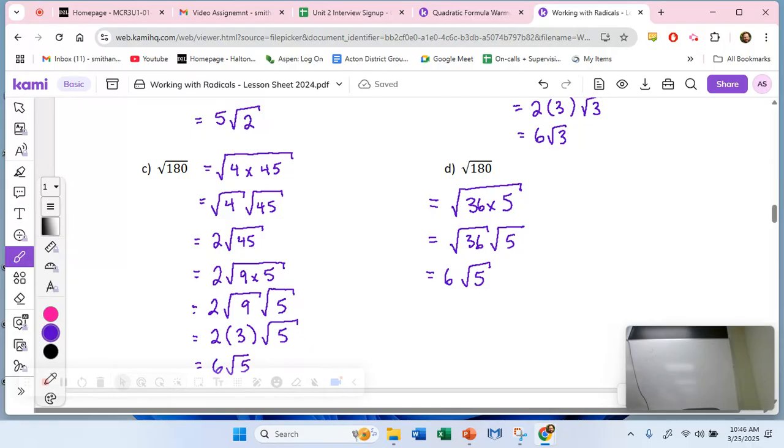Now, here's something fun for you guys to try. If you have a display calculator, this works. I believe if you put root 180 into your calculator and just press equals, I believe it should simplify for you to 6 root 5. I believe.